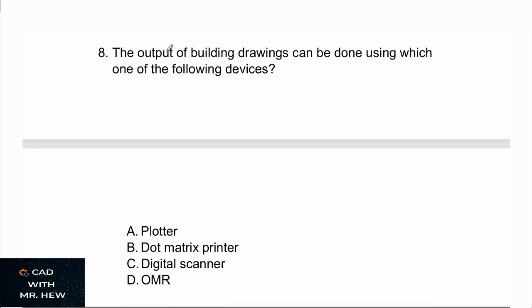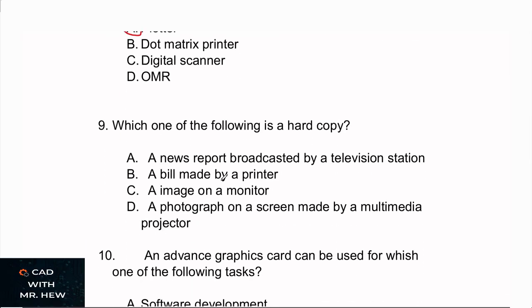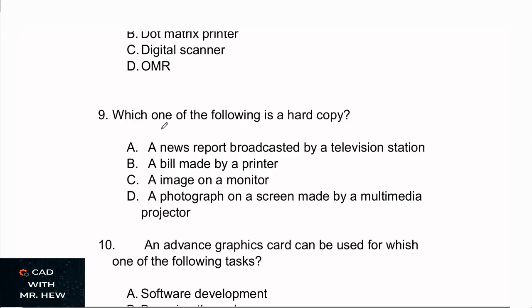The output of building drawings can be produced using which of the following devices? We have A, plotter, B, dot matrix printer, C, digital scanner, D, OMR. The correct answer is A. All right, I hope you got that one correct. All right, let's look at question 9.